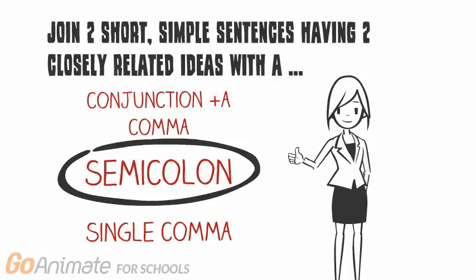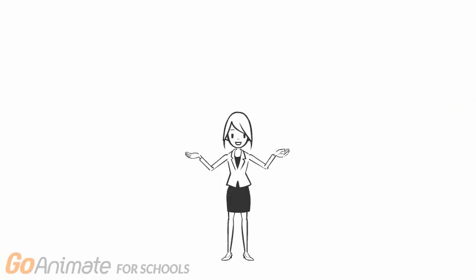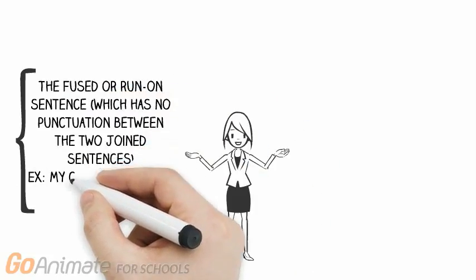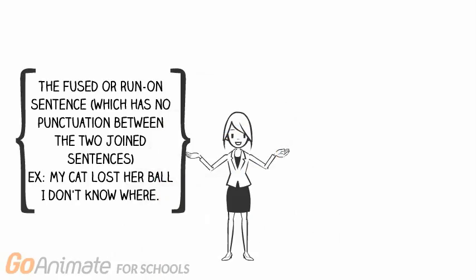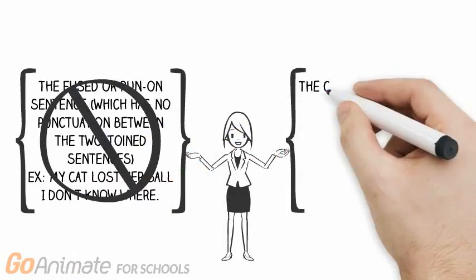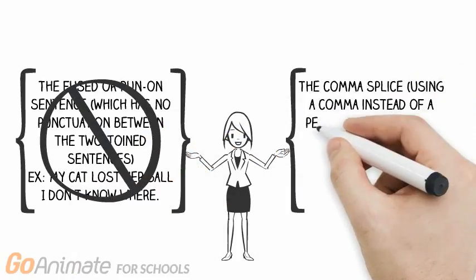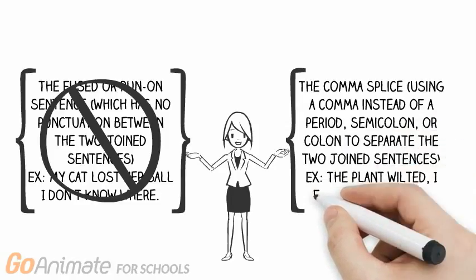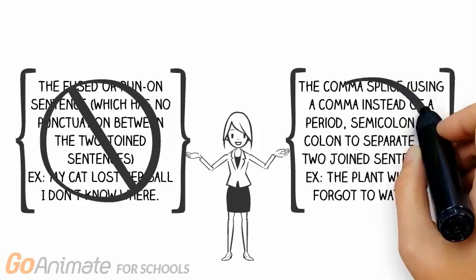The illustration on the previous slide shows only two clauses. However, you can actually have three or more. Be sure to avoid the two pitfalls of the compound sentence. The first is the fused or run-on sentence, which has no punctuation between the two sentences that have been joined, but needs it. The second is the comma splice, which is just as bad, and uses a comma instead of a period, semicolon, or colon to separate the two sentences that you have joined.